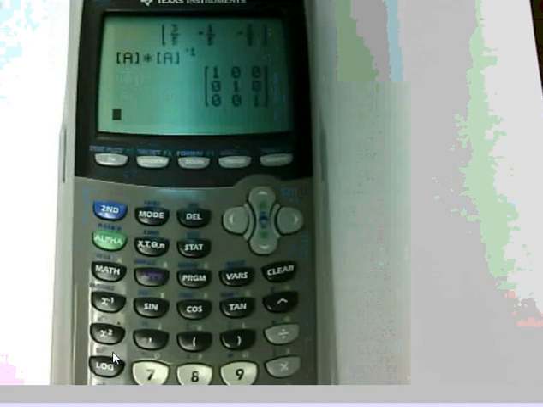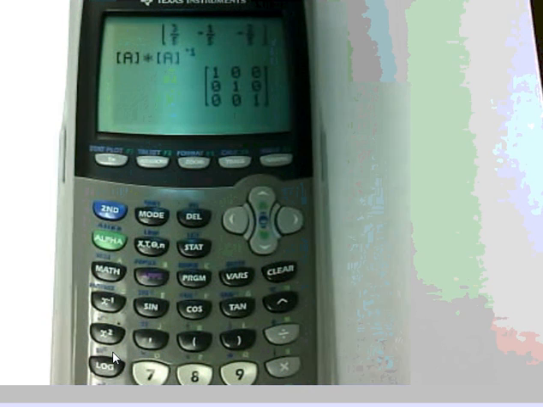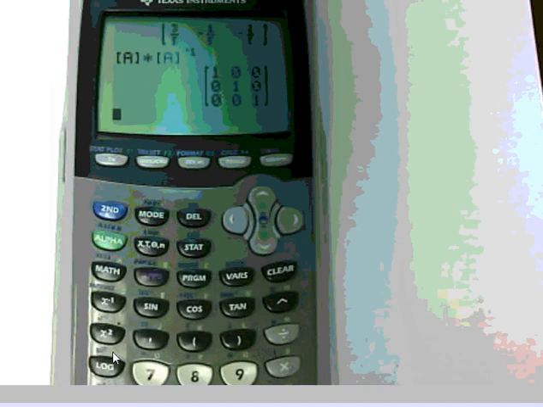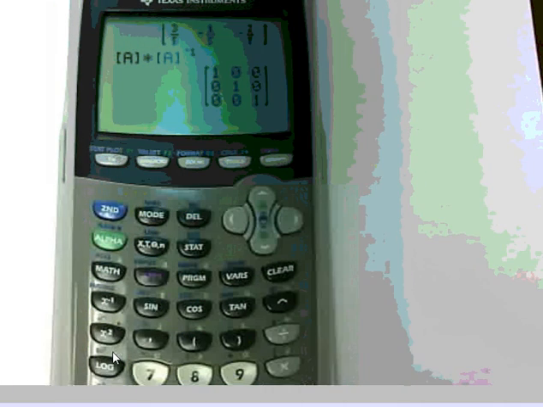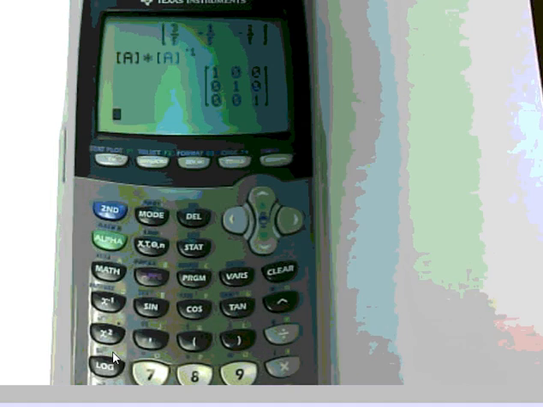So now you have an idea of how to find the inverse of a 2x2 matrix by hand, as well as a 3x3 matrix using the calculator. Watch this video as many times as necessary. We will practice with this in class, and then we'll begin to solve systems of equations.